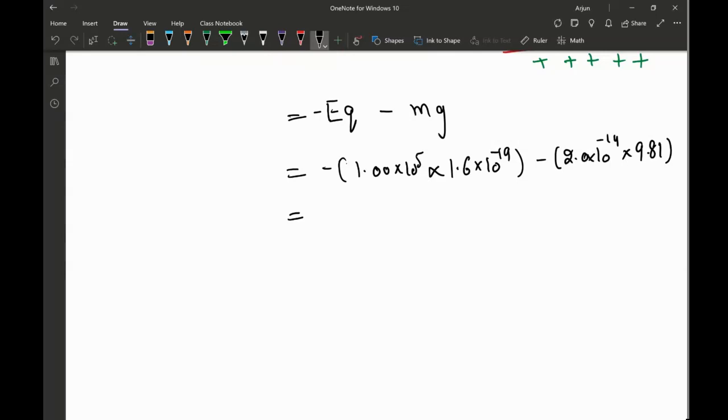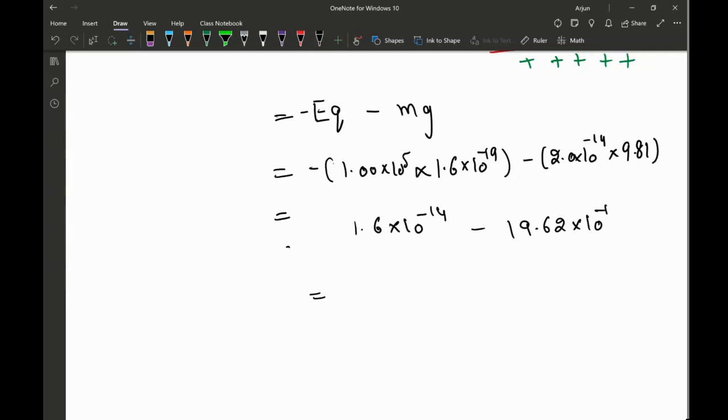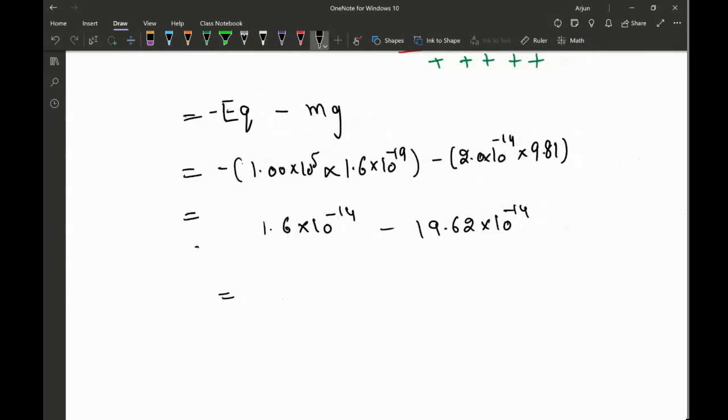Let me just quickly see. 2 times 9.81, I'm just doing the approximate calculation, times 10 to the negative 14, and 1.6 times 10 to the negative 14, and then this is 19.62 times 10 to the negative 14. So this number will come out to be 19.62 minus 1.6. Let me see. This is 19 minus 5 is 14.